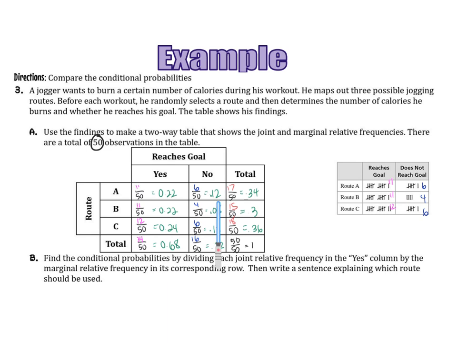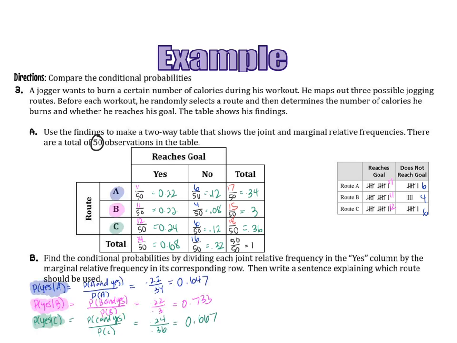Same thing for did not reach the goal, 6, 4, 6, added those to get 16, and just found those values as decimals. So now you're going to find the probability of yes given A, the probability of yes given B, and the probability of yes given C, and then you're going to determine which route this jogger should use, assuming that he wants to reach his goal as many times as possible. So if you haven't already found those probabilities, pause the video and find those probabilities.